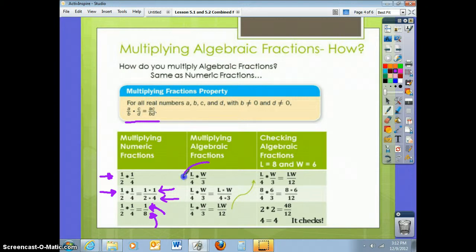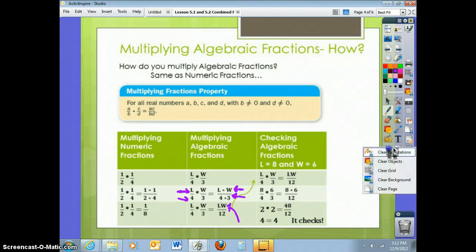Okay, so how do we use that information to multiply algebraic fractions? Well, here's two algebraic fractions, L over 4 times W over 3. And once again, you would just multiply the two numerators, L times W, and the two denominators, 4 times 3, and you would get LW over 12.